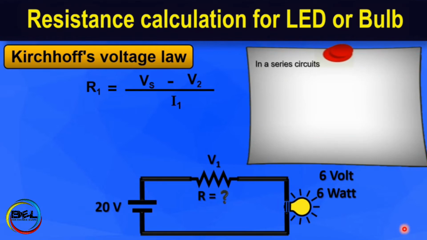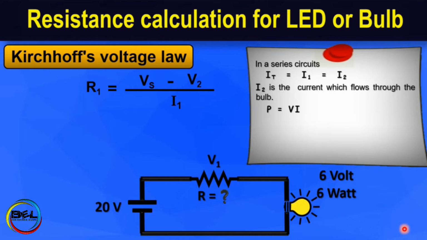Now in a series circuit, as we know, the current remains the same because the circuit is series, and I2 is the current of the bulb. So we will find the current of the bulb with the help of the power formula. For the bulb, P is equal to V times I, and as we know the power of the bulb is 6 watts and the voltage of the bulb is 6 volt. So I2 will become 6 divided by 6, which is equal to 1 ampere. So if I2 is 1 ampere and the current remains the same, it means I1 and IT are also 1 ampere.